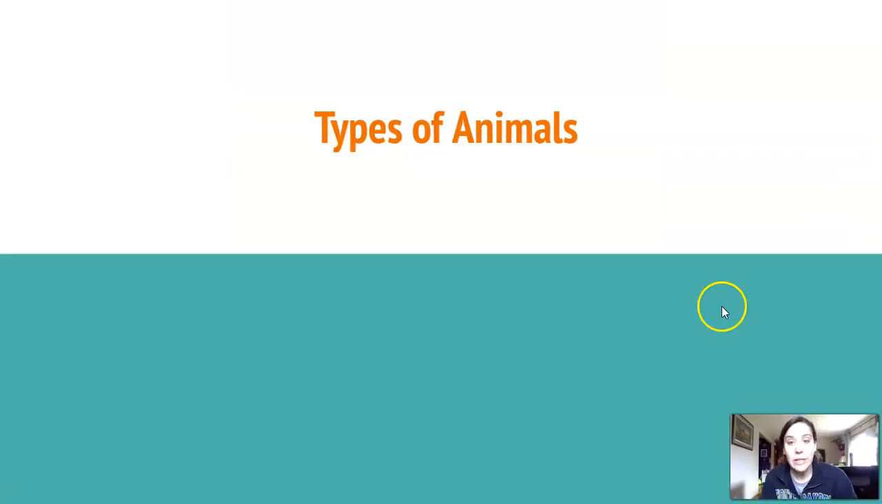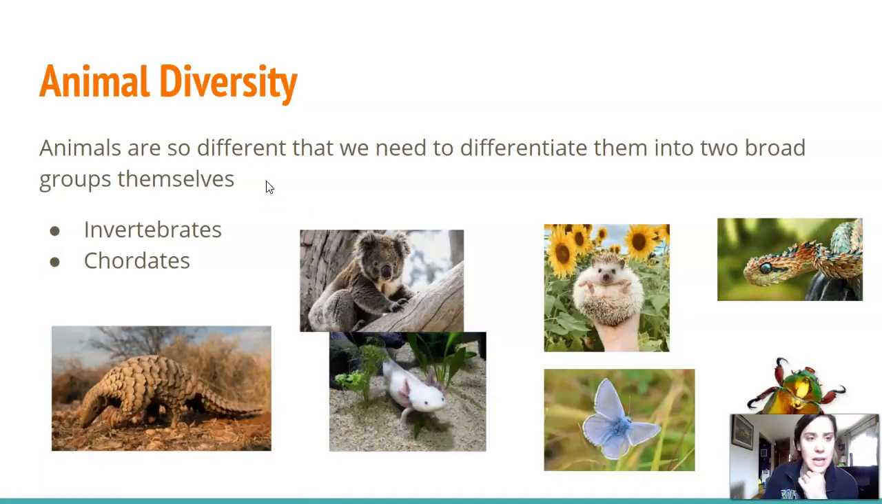So now we're going to go into the types of animals. We talked about what makes an animal. Now let's talk about the different types of animals. Since there's such a wide variety of animals, animals are so different that we need to differentiate them into two categories. Those categories are called invertebrates and chordates. We probably already knew that from some of our elementary learning.